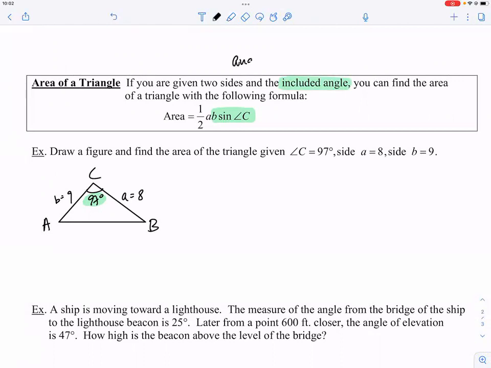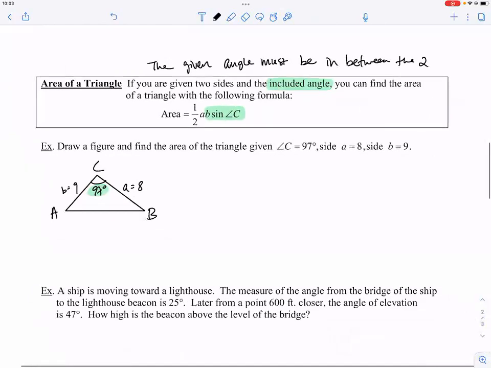Okay, so the given angle must be in between the two lines, the two given sides. The given angle must be in between the two given sides. Not any angle, but that particular angle.